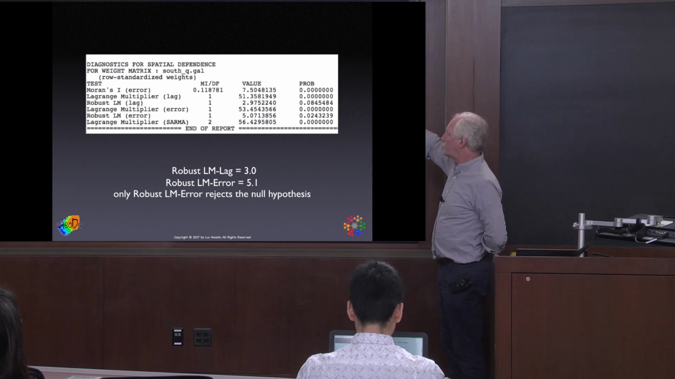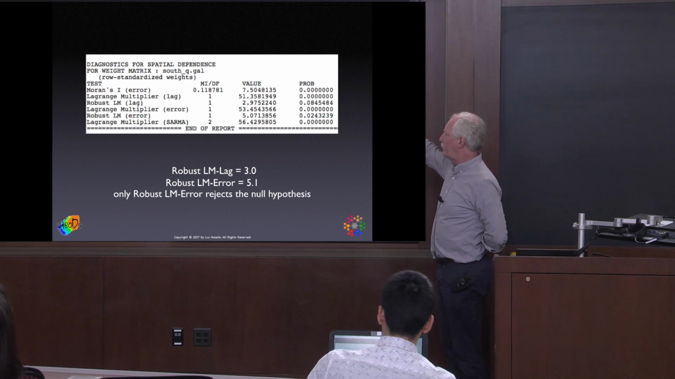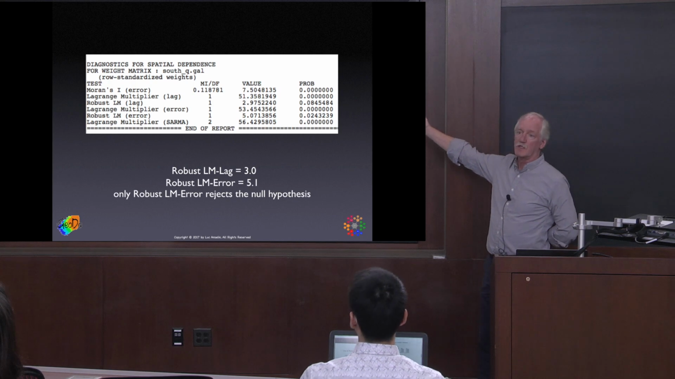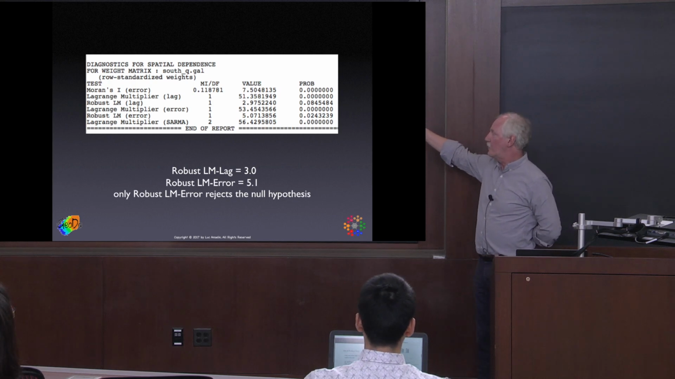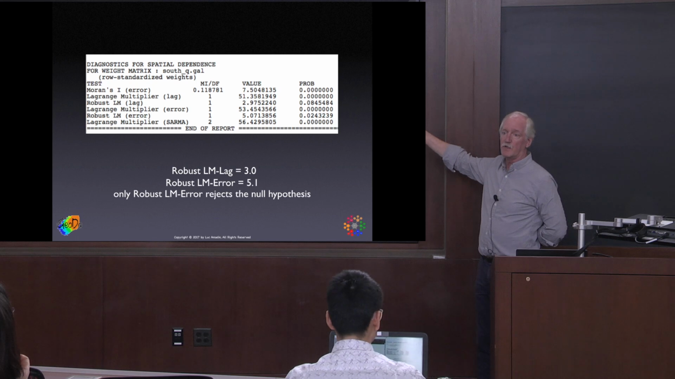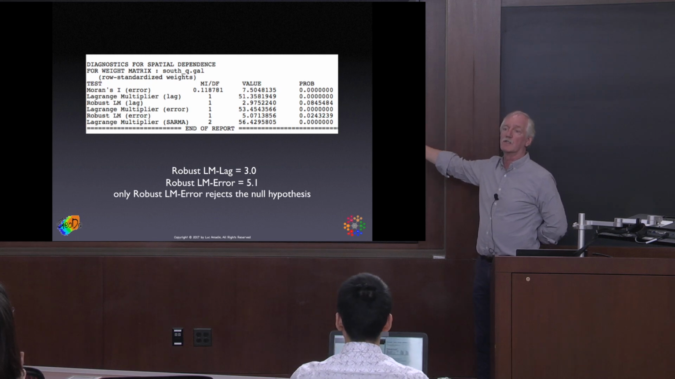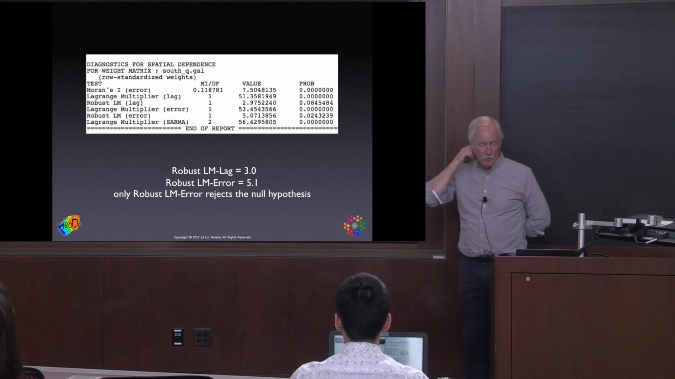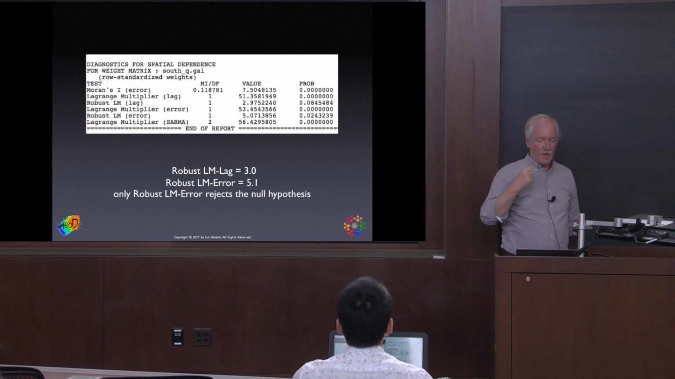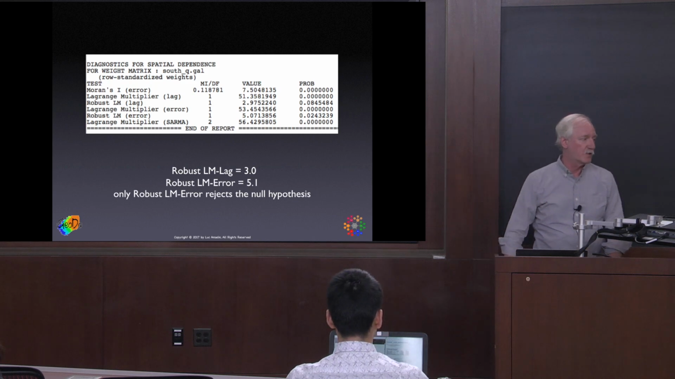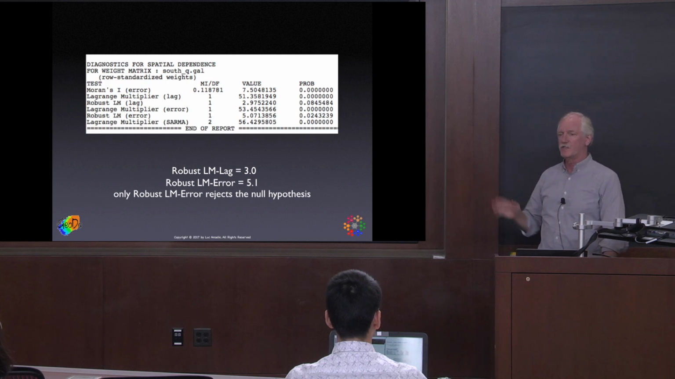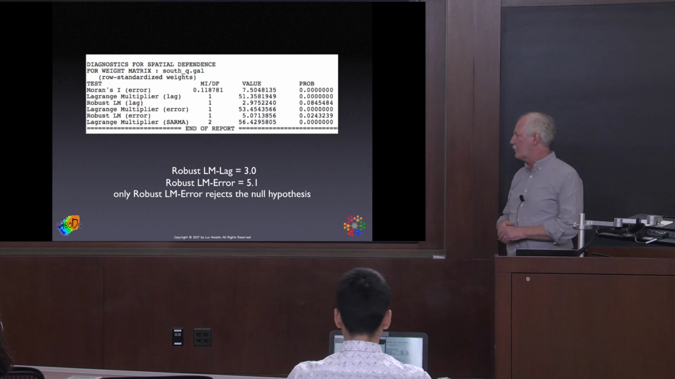So the lag one drops from 51 to basically 3, and the error one drops from 53 to 5. And so at a 0.05 significance level, the robust lag test is no longer significant, whereas the robust error test is. And so this is a case where you can use this to suggest that error is the most likely alternative, right? Now, in practice, it's not always that simple, and we'll see that in a few minutes, and I'll talk about that a little bit.